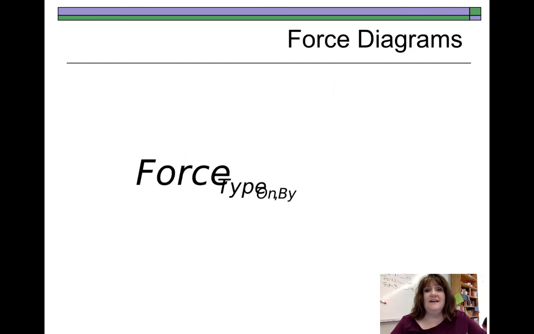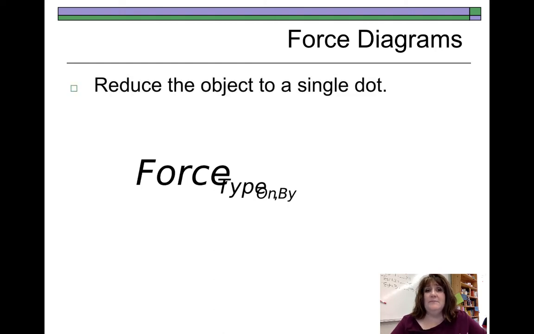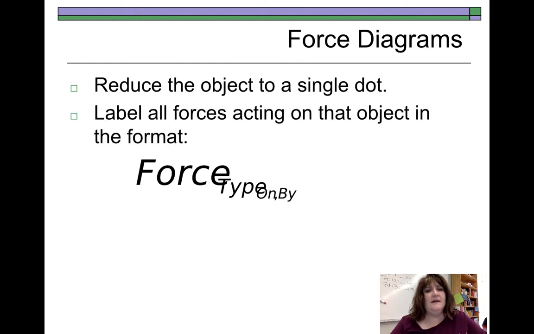So a force diagram, this gets a little complicated because it's a double subscript, but it's the force type, meaning FF, FT, and then it's on and by. And what we mean by that is when you go to draw a force diagram, you reduce the object to a single dot. You label all of the forces acting on that object in that format, force type, on, by.